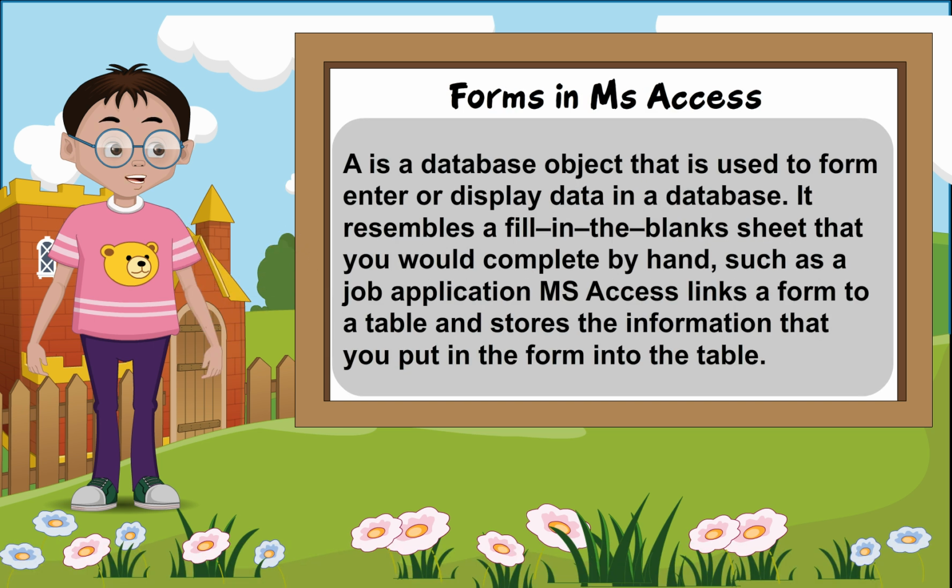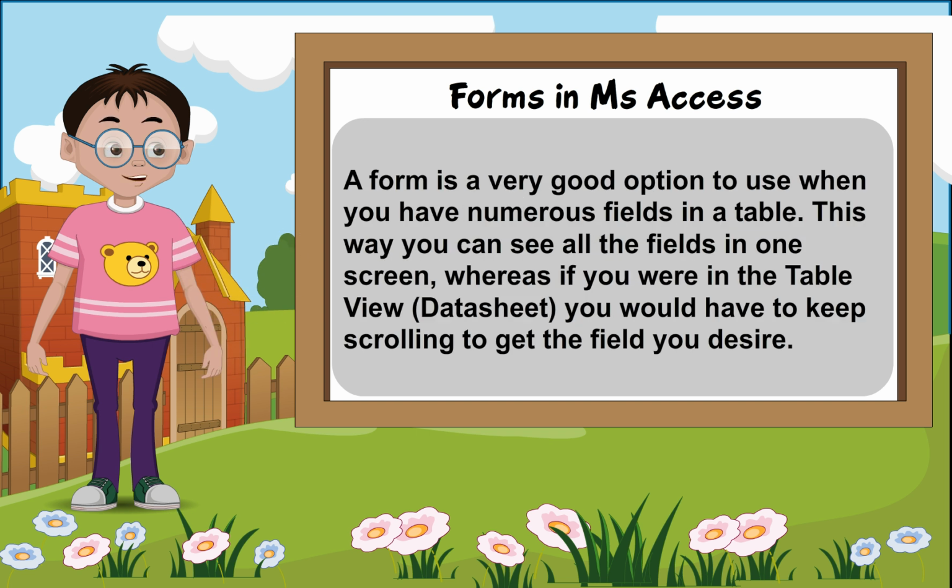Forms in MS Access. A form is a database object that is used to enter or display data in a database. It resembles a fill-in-the-blank sheet that you would complete by hand, such as a job application. MS Access links the form to a table and stores the information that you put in the form into the table. A form is a very good option to use when you have numerous fields in a table. This way you can see all the fields on one screen, whereas if you were in the table view or datasheet, you would have to keep scrolling to get the field you desire.